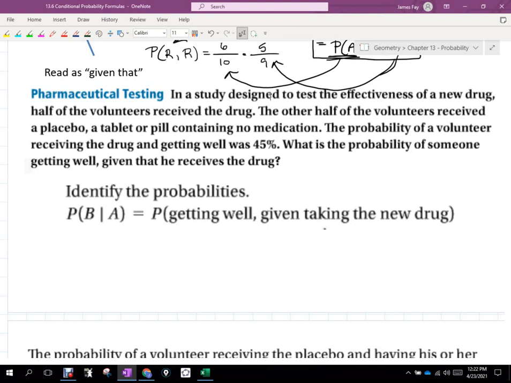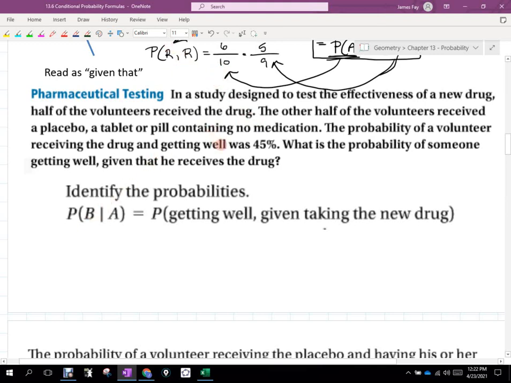Okay. So that's what a placebo means. Okay, it's a tablet or pill containing no medication. So the probability of a volunteer receiving the drug and getting well was 45%. What is the probability of someone getting well given that he receives the drug?